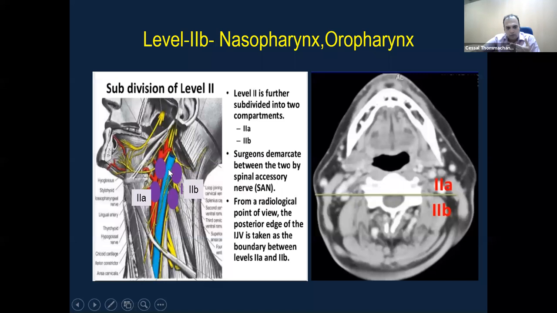This is how it will look in the body. This is the spinal accessory nerve. This is the internal jugular vein. You cannot make out the spinal accessory nerve in a CT or MR. So you trust the internal jugular vein.